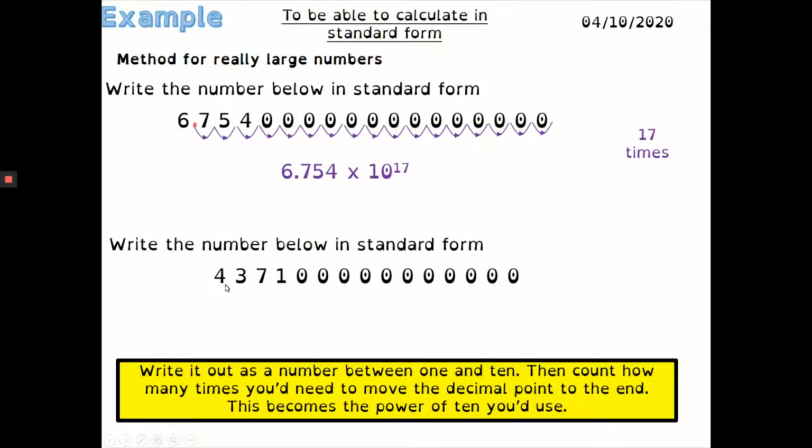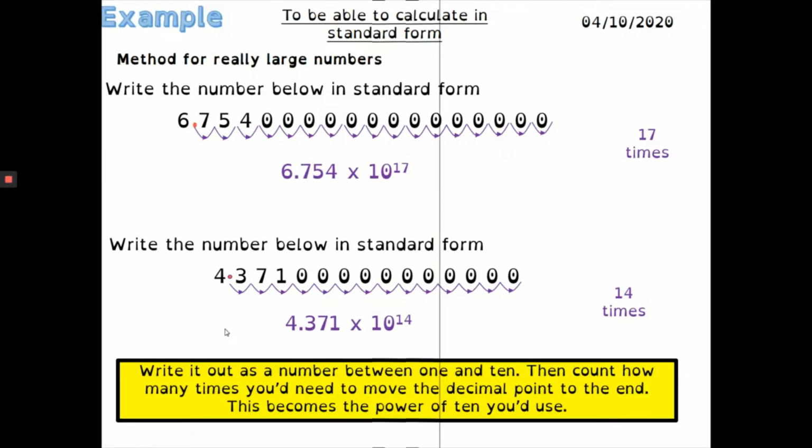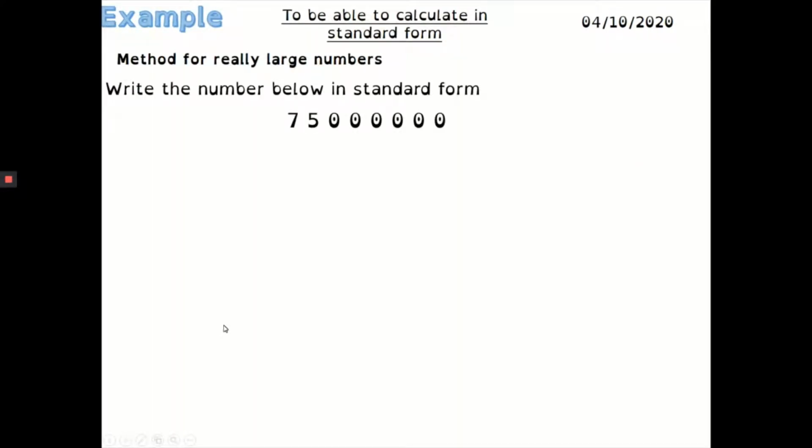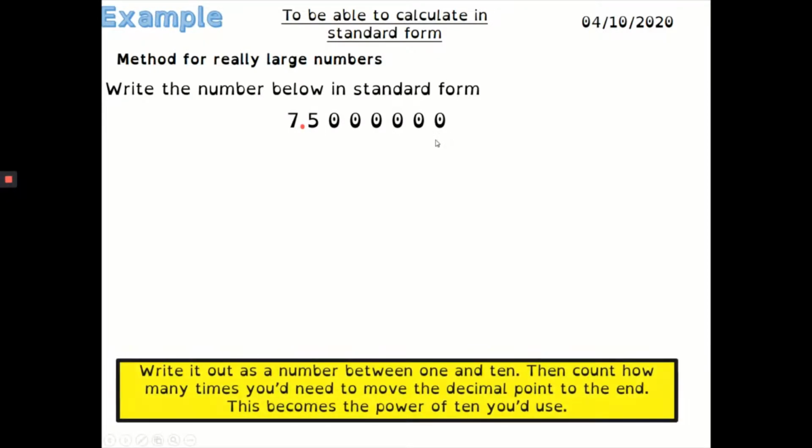So for this one, again, I write it as a number between 1 and 10, 4.371. I count how many times I'd have to move the decimal point to get it to the end, 14 times in this case. So I call it 4.371 times 10 to the power of 14. Here with these two, again, I write it as a number between 1 and 10, so I'll call it 7.5. I count how many times I'd have to move my decimal point to the end. In this case, it will be 7 times. So I'll call it 7.5 times 10 to the power of 7.